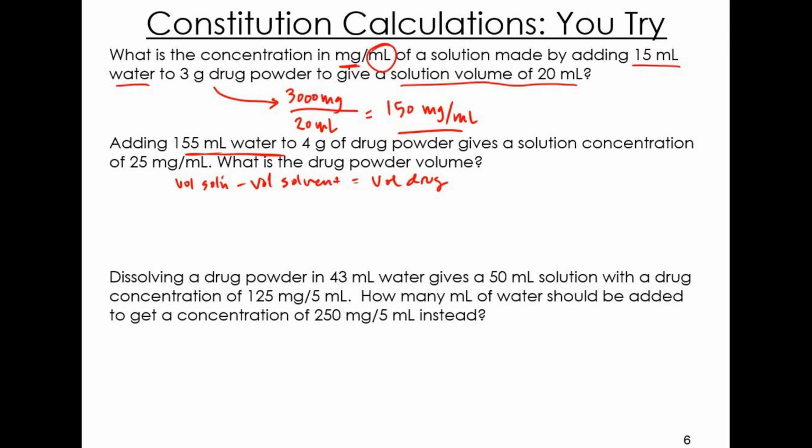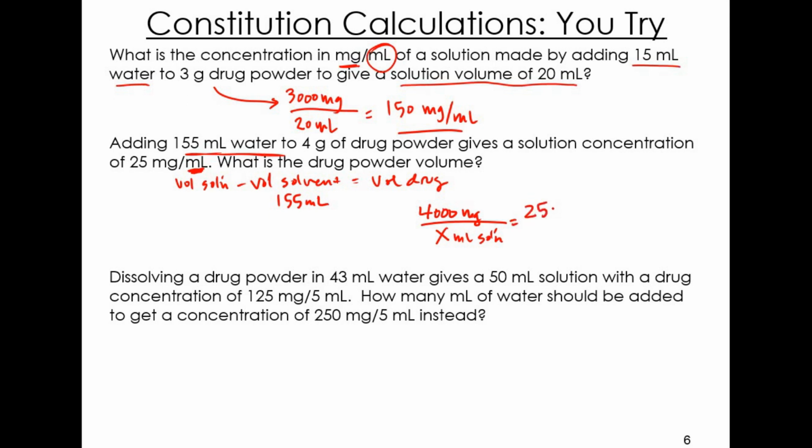So we did that before. And so we have the 155 mils of solvent. So can we use the other information to find the mils of solution? And we can, because this concentration right here has a volume on the bottom that's mils of solution. And so we can set up a proportion that says we have 4,000 milligrams drug powder, and we want to know how many mils of solution is that in? What's the total volume of solution?